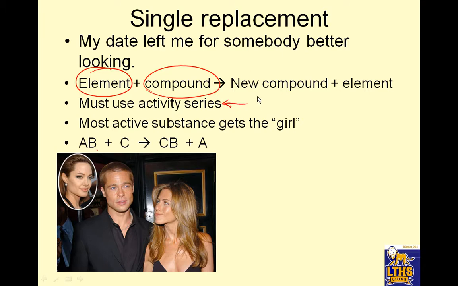You have to use an activity series to decide if the reaction is going to work. Okay, and the one that's more active wins. So the more active gets the girl or keeps the girl. That's the way it works. So here's a compound, here's an element. Apparently the element is more active because it kicked A out of the compound. So this is really J and B, Jen and Brad, and this is Angela, and Angela kicked Jen out. Anyway, it's all dramatic. But what you're looking for in a single replacement is a single element trying to kick out part of a compound.